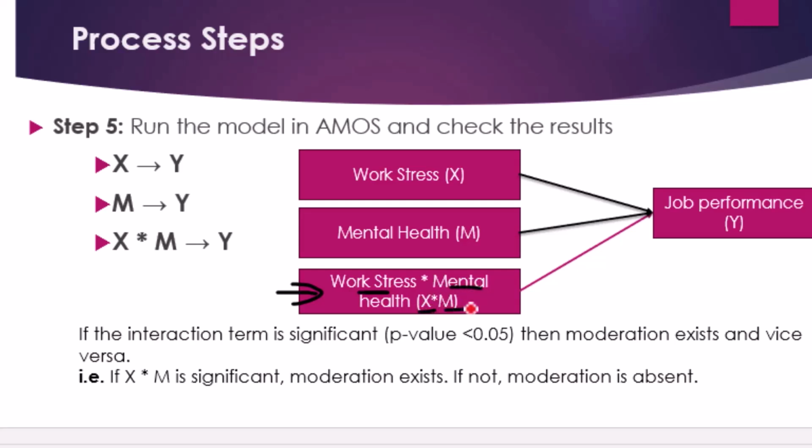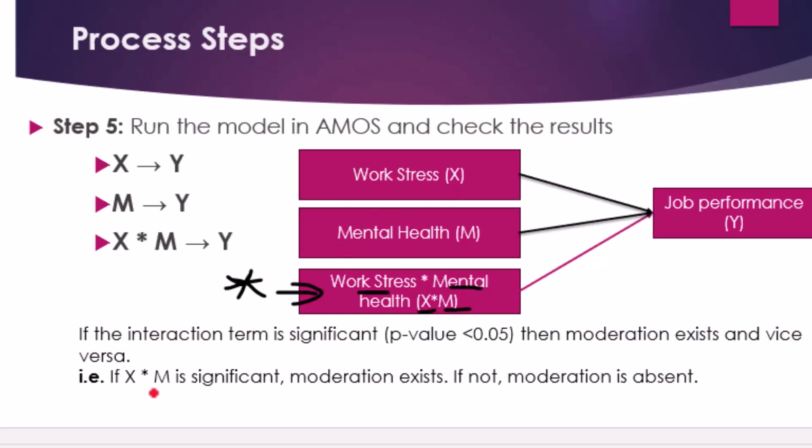So we run the model on AMOS and try to see what is the effect of X on job performance, what is the effect of M on job performance, and what is the effect of the interaction term on job performance. Our interest is this interaction term. This is the one that will tell us whether we have a moderation effect or not, that is, does mental health moderate the effect of stress on performance.